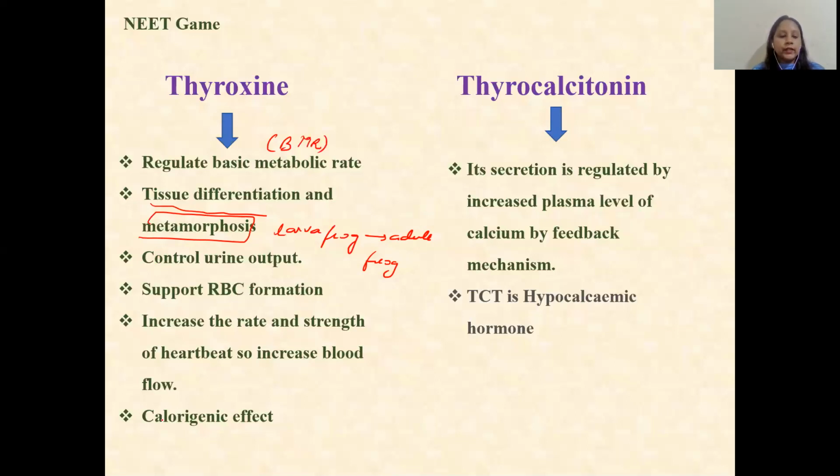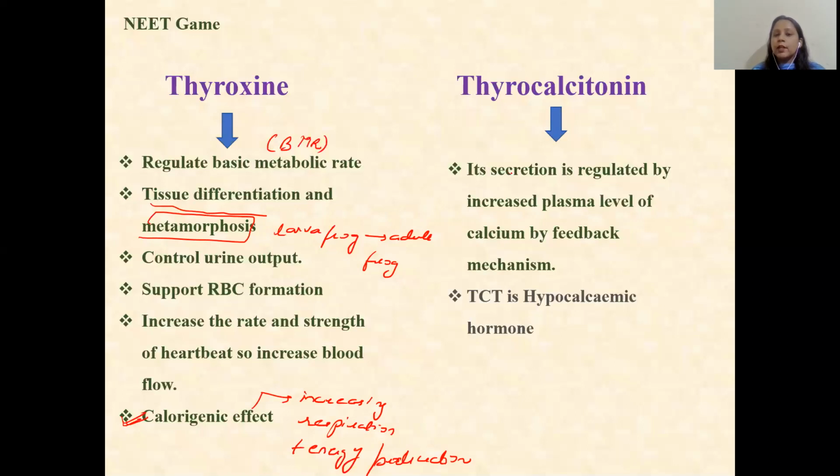Another important effect it has is the calorigenic effect. What do you mean by calorigenic effect? It increases respiration in our body, and thus energy production. So it is associated with increased respiration and energy production. That is what we call the calorigenic effect, which is a function of the thyroxine hormone.